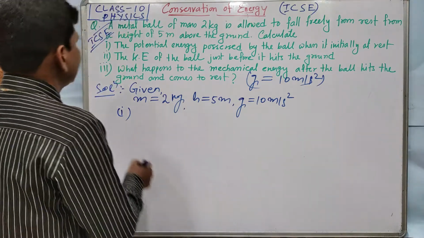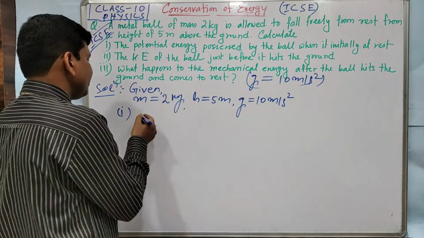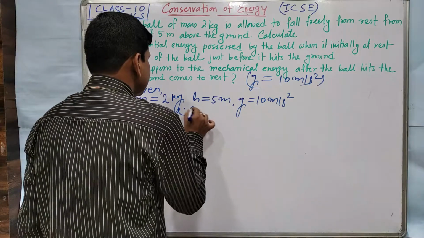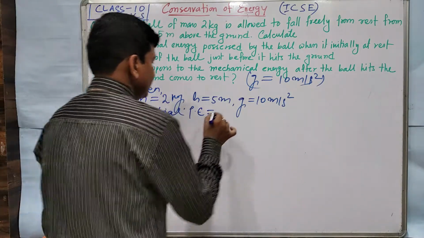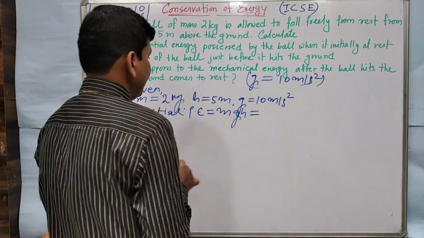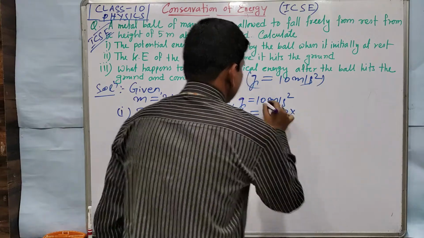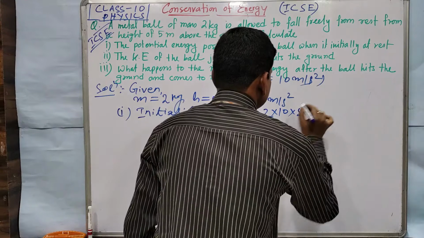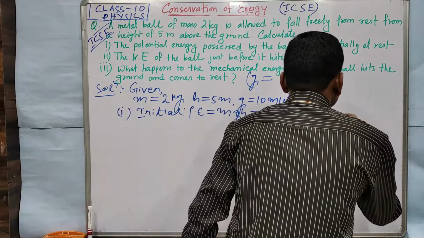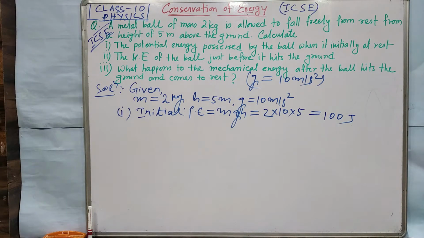So write down now. The potential energy possessed by the ball when initially at rest, that is the initial potential energy. So initial potential energy is equal to mgh. Now how much is the m? m is given over there, 2, into 10, the value of g, into 5. How much is coming now? 100 joule. So the initial potential energy will be 100 joule.